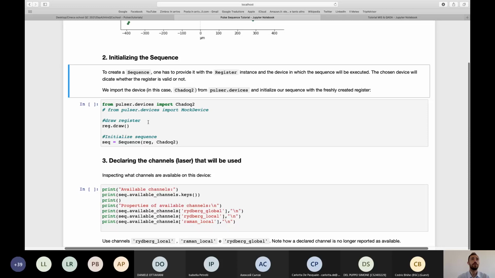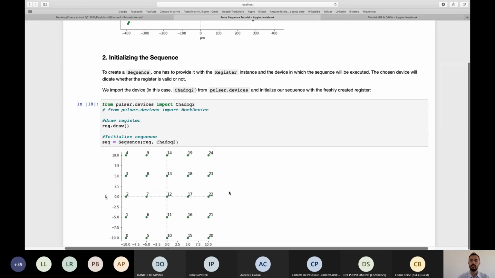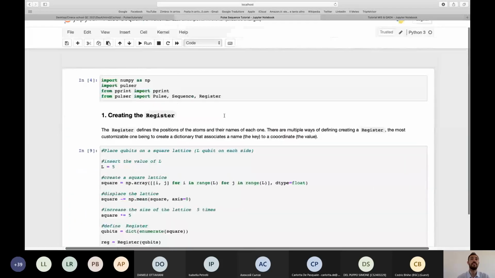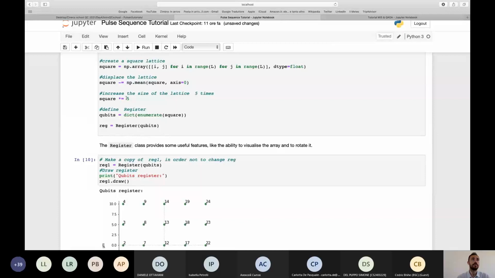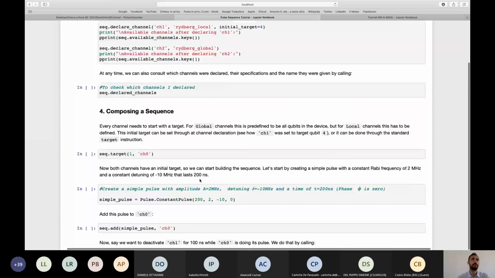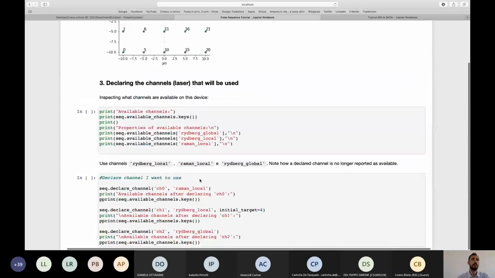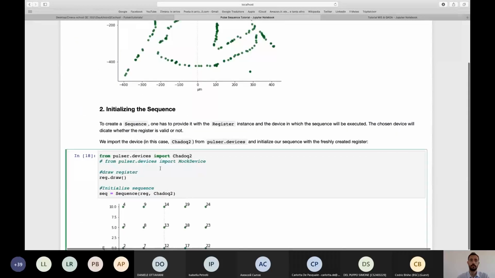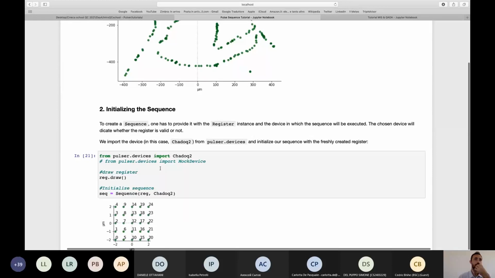So if you draw your sequence, let's try something. This Chadoq 2 has the same properties as the real device. Let's see, if I put here 1, my register is now shrunk. So what happens if I give this register to the device? Okay, still no error.